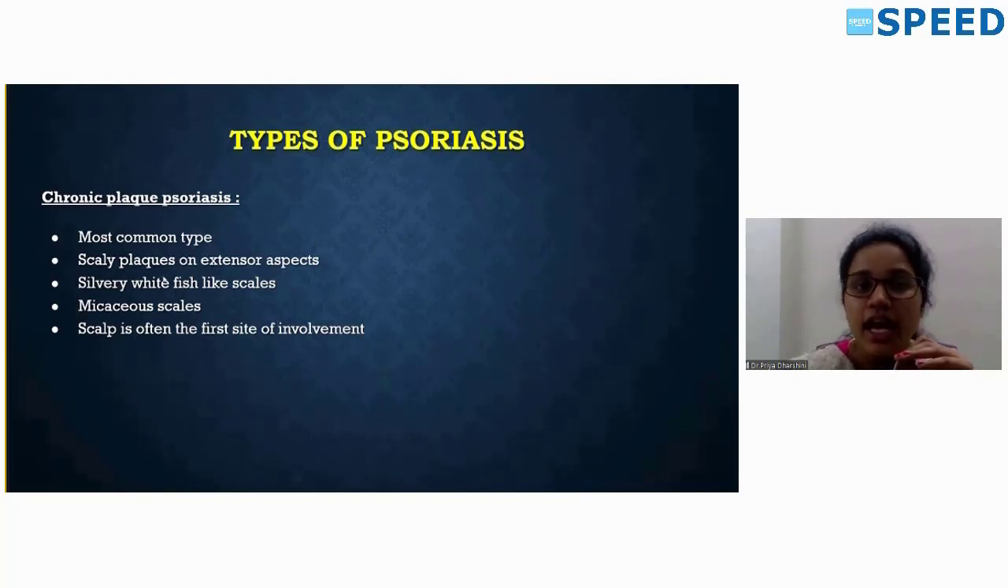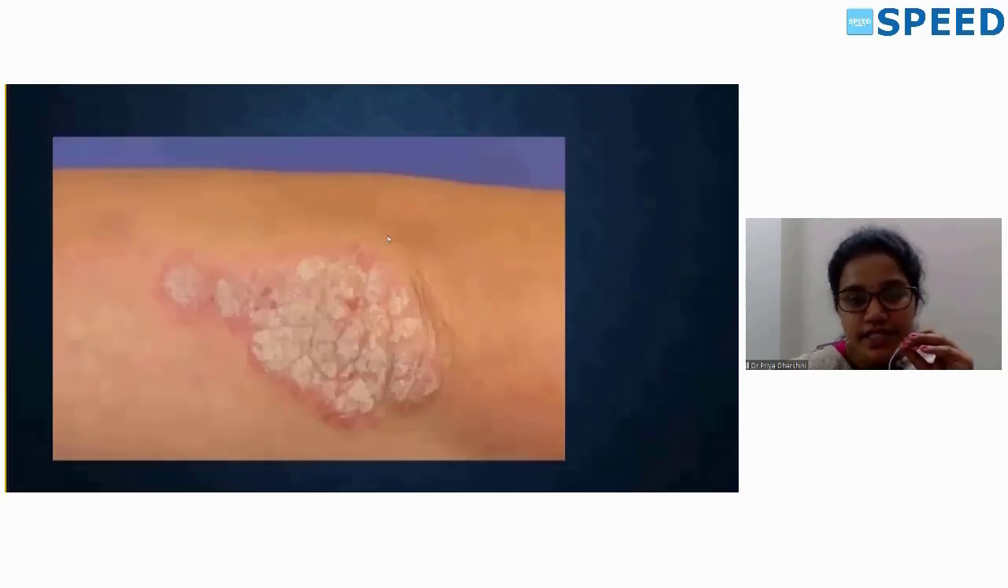Scaly plaques will be there, and as I told earlier, this psoriatic plaque mainly occurs on the extensor aspect of limbs, which is the most common place. Apart from that, sacral area, nails, and scalp are the most common sites for psoriasis. These scaly plaques have silvery white fish-like scales, called micaceous scales. Usually the first site of involvement in psoriasis is the scalp. Yesterday, we discussed the first site of involvement in pemphigus vulgaris: oral mucosal lesion can be the initial presentation. Like that, scalp involvement can be the initial presentation in psoriasis.